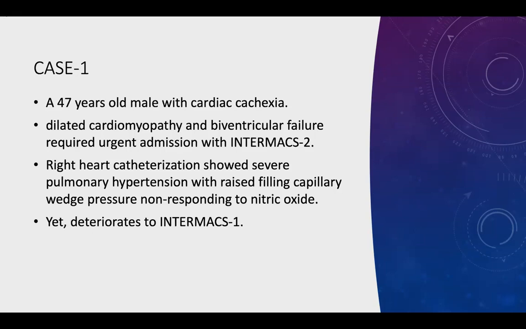And because I gave you, between the lines, I have given you one absolute contraindication, which is irreversible PVR. And that was the trick in here.